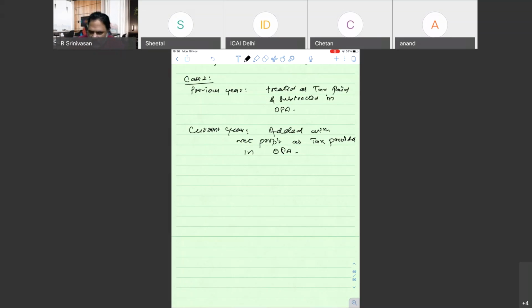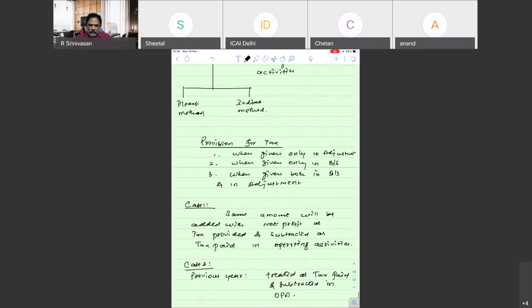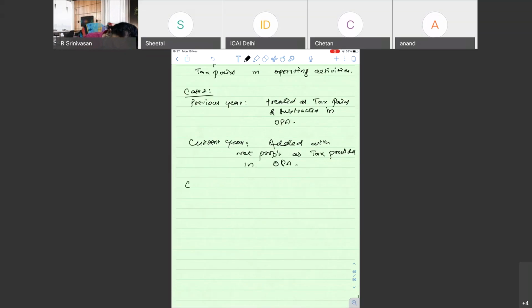Therefore, that part is over. But our institute has not forgotten that. They have applied that. So the same thing will be applicable for the proposed dividend also. Whatever is applicable for the provision for, the same thing is applicable for the proposed dividend also. Okay, right. Third case, case 3.